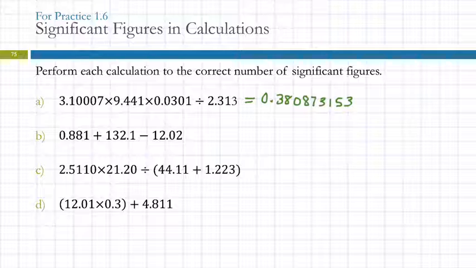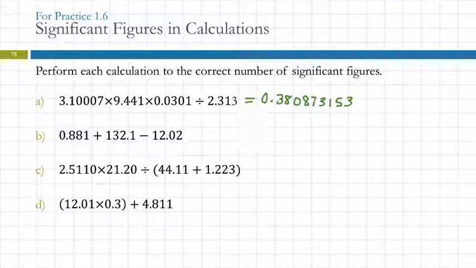We have multiplying and dividing. Those use the same rule, counting number of sig figs. So we look at this one, that one's got 6 sig figs. This one has 4 significant figures. This one has how many? 3. Leading zeros don't count. So far this is the winner for the smallest. And this one has 4. So the smallest number of significant figures is 3.